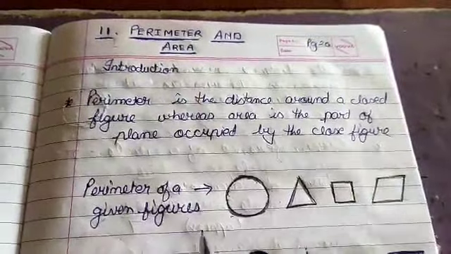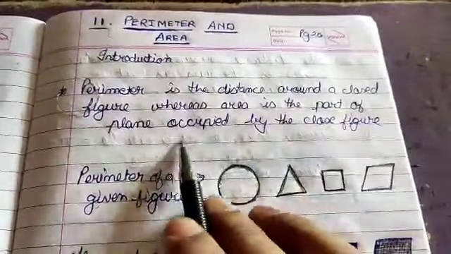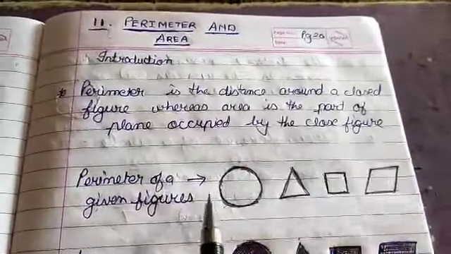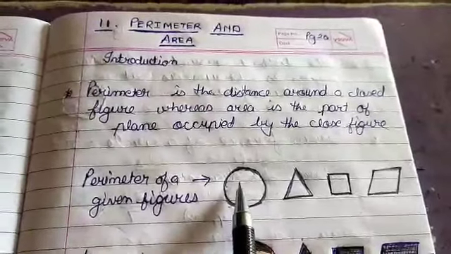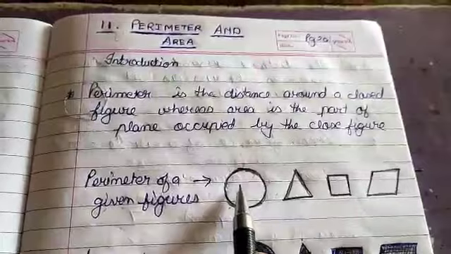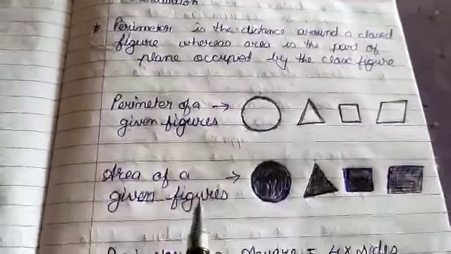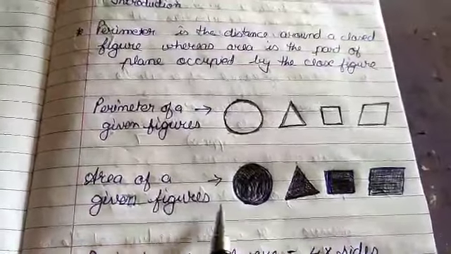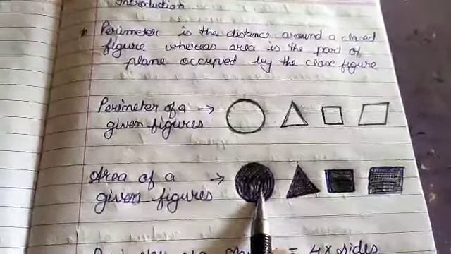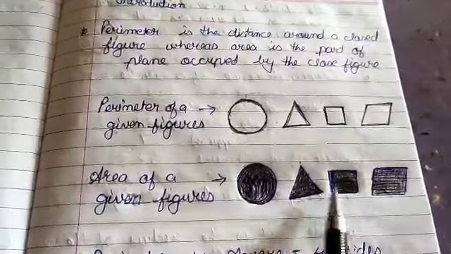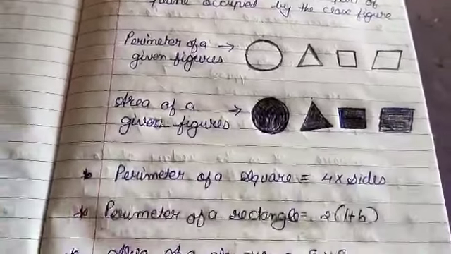There is a rhombus. Whereas area is the part of a plane occupied by the closed figure. Any plane surface occupied by the closed figure, such a closed figure occupies the plane surface. See here, it occupies the plane surface. So we can say this is the area of a circle, area of a triangle, area of a square, area of a parallelogram and such.